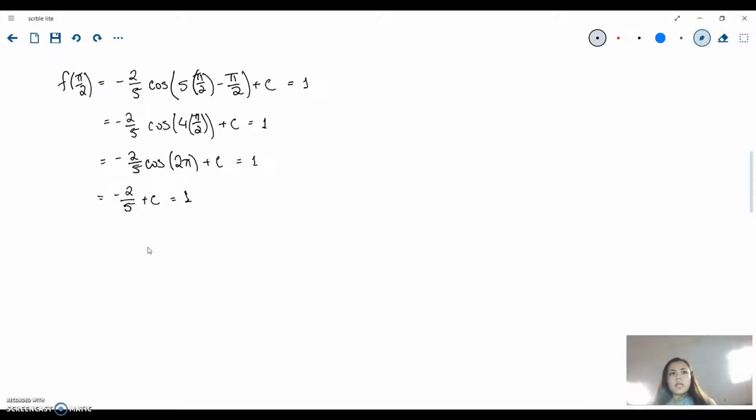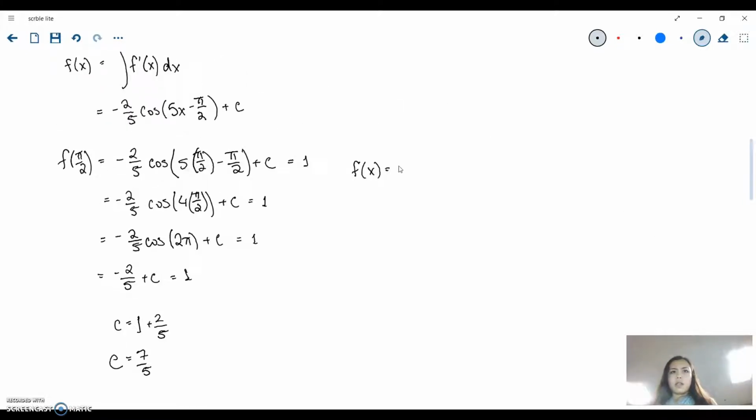Okay. So again, negative 2/5 plus c equals 1. Therefore, c equals 1 plus 2/5, which is 5/5 plus 2/5, that's 7/5. We get c equals 7/5. So our equation f of x equals our antiderivative, negative 2/5 cosine 5x minus pi over 2, plus c, which we got as 7/5.